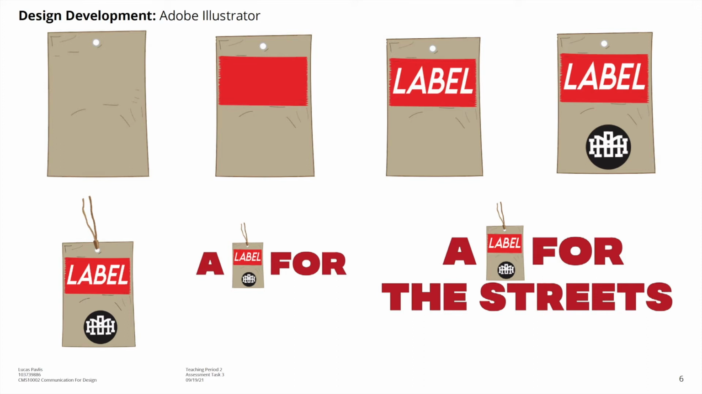After that, I started beginning to add my words. So first I added A and then for, and then put the label between it. Then I added a label for the street, so I added the whole thing and I set it out this way and I thought this was the best one.